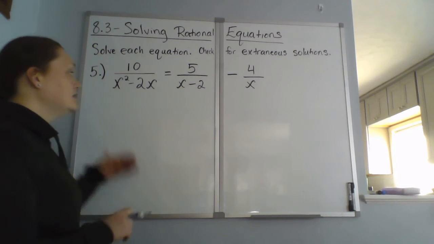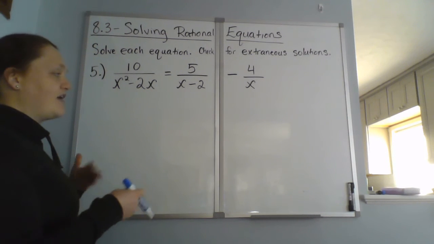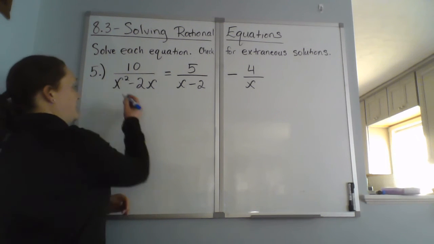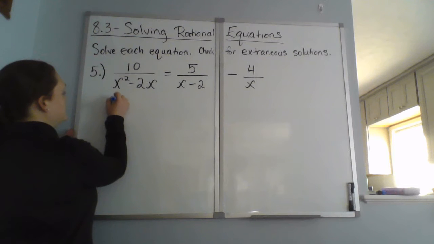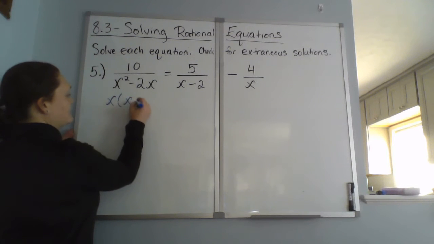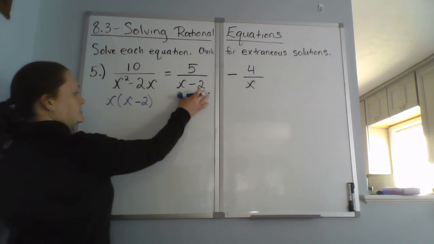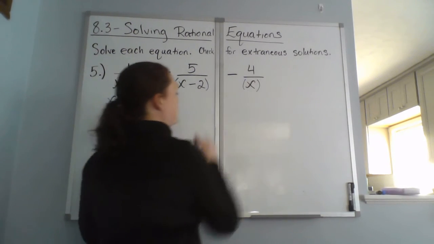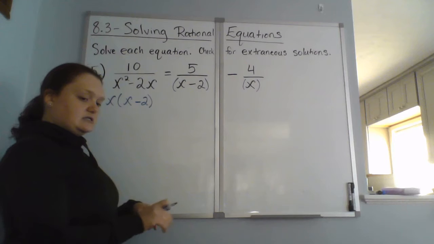Alright, so start the same way as we always do: factor whatever we can, and then find our least common denominator. This binomial is GCF factoring. This is x times x minus 2. This is just x minus 2, no factoring there. This is an x, no factoring there. Okay, so least common denominator.